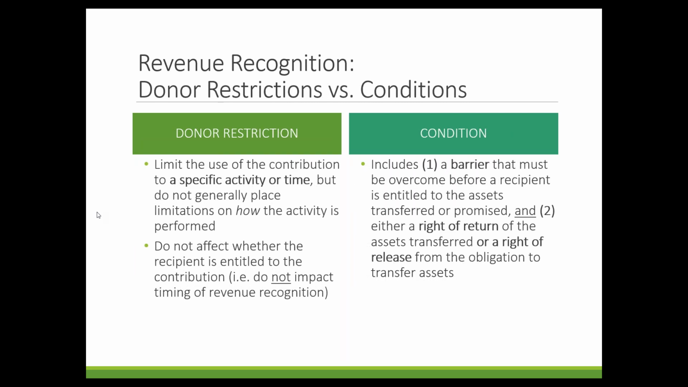So in all of this process, it's really important to distinguish between a condition and a donor restriction, because as we all know, donor restrictions are very common in the nonprofit space. A donor restriction limits the use of the contribution typically to a specific activity or a specific time, but doesn't place limitations on how the activity is performed. And it also doesn't have any impact on when revenue is recognized or when you're entitled to the asset. Contrast that with a condition, which we said includes a barrier that must be overcome before you have rights to the asset and a right of return. So those are the differences between a donor restriction and a condition.